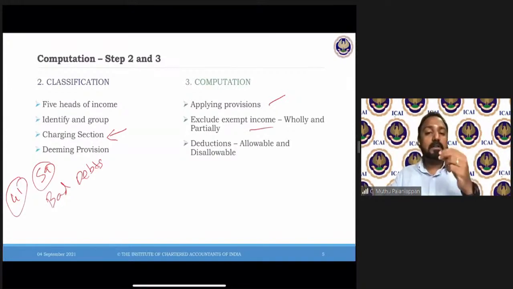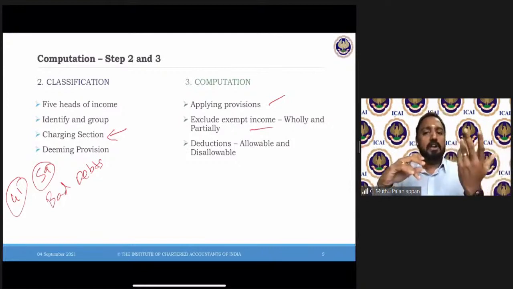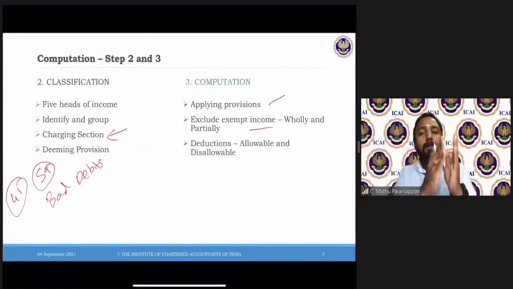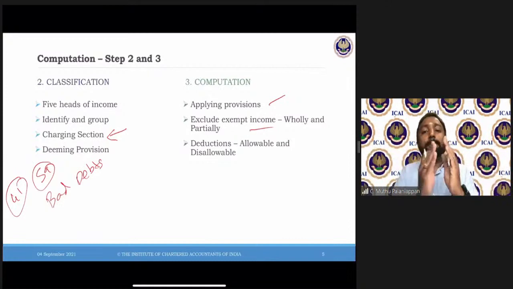You also consider exempt income, because you are not supposed to include it in any of the heads. You're supposed to exclude it. Some of the exempt income is wholly exempt. Some of the income is partly exempt. When you say wholly exempt, agriculture income and share of profit are called wholly exempt. The complete income is exempt. But partially exempt, you have house rent allowance, leave travel allowance. Not the whole income is exempt, only a part of it is exempt, right? So house rent allowance and leave travel allowance are some of the examples of that.